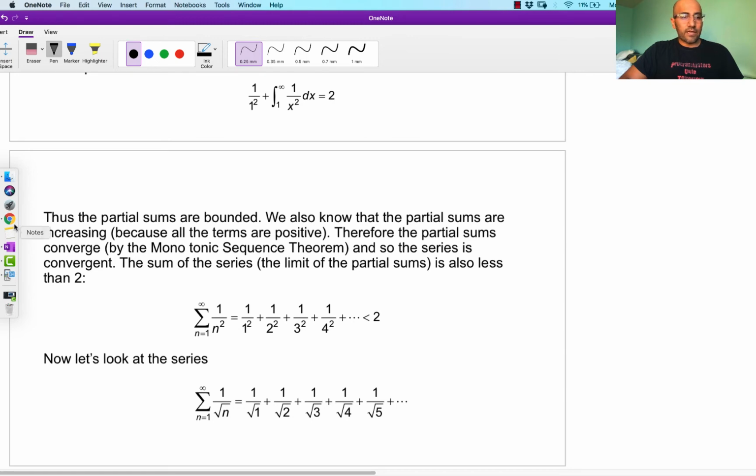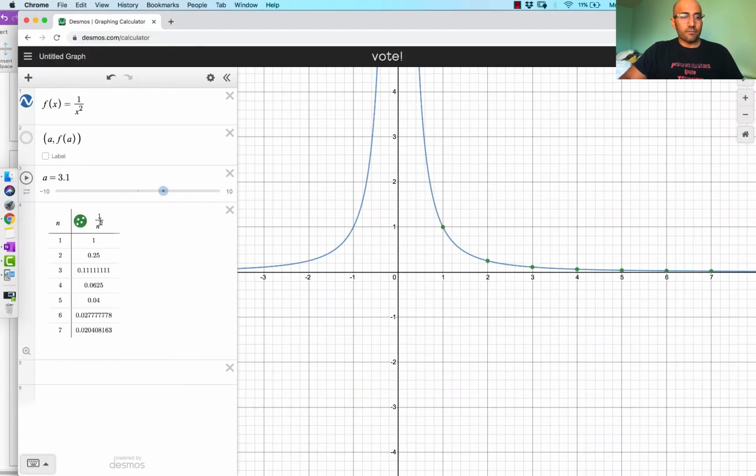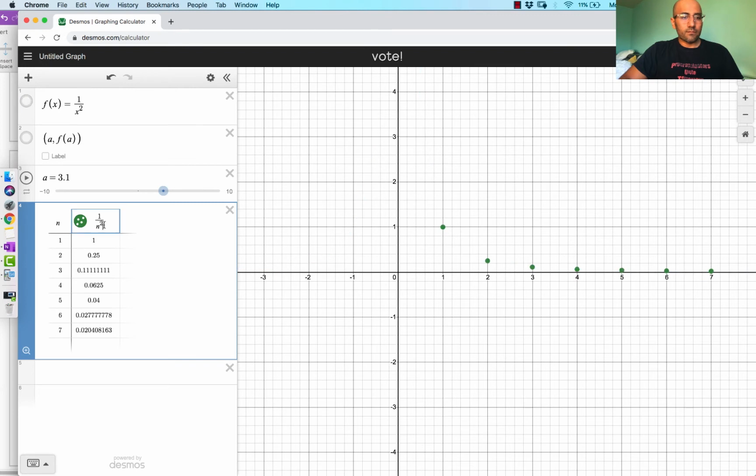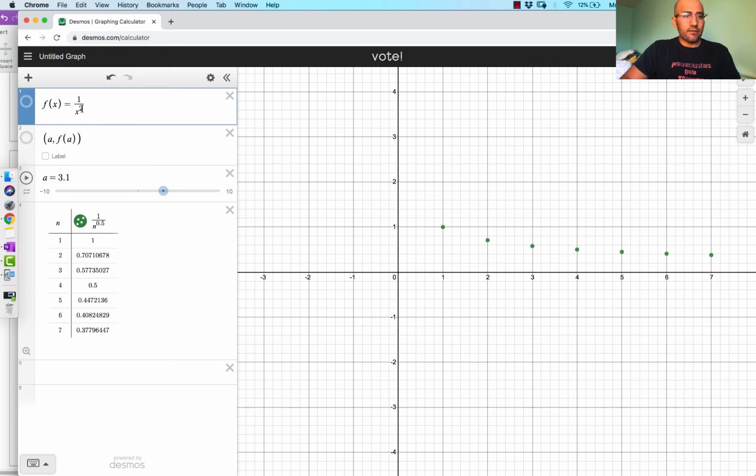Let's see what this one looks like on Desmos. Well, let's change this to 0.5. That'll do it. There it is. It's that guy. We can also change this to 0.5. That would be the square root. There it is. And these are the individual values of my sequence. Here they are: 1, 1, 2, 0.707, 3, 0.577.